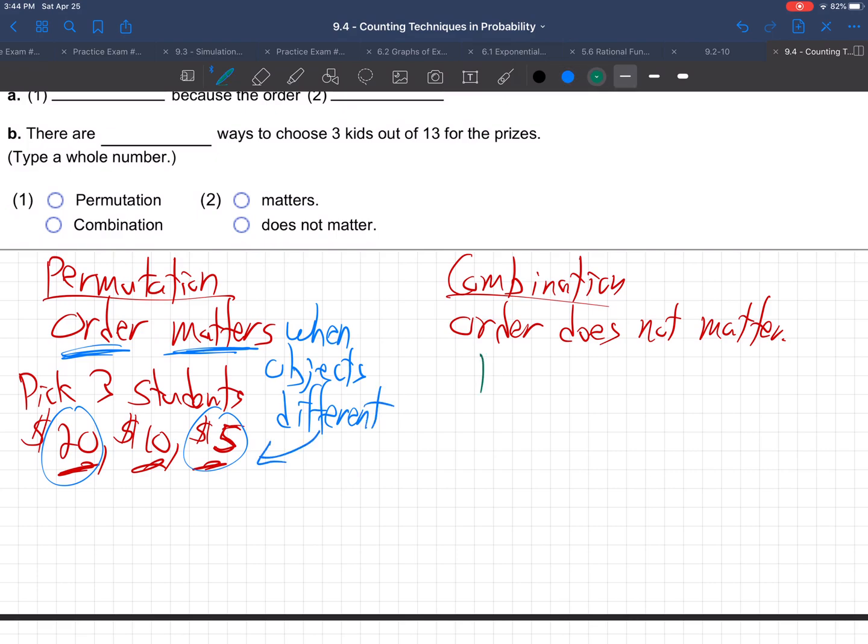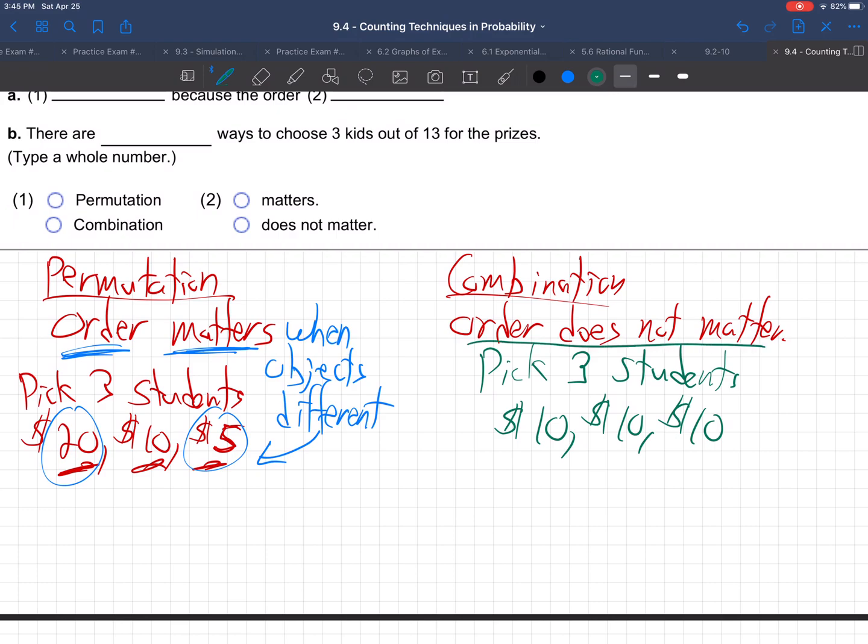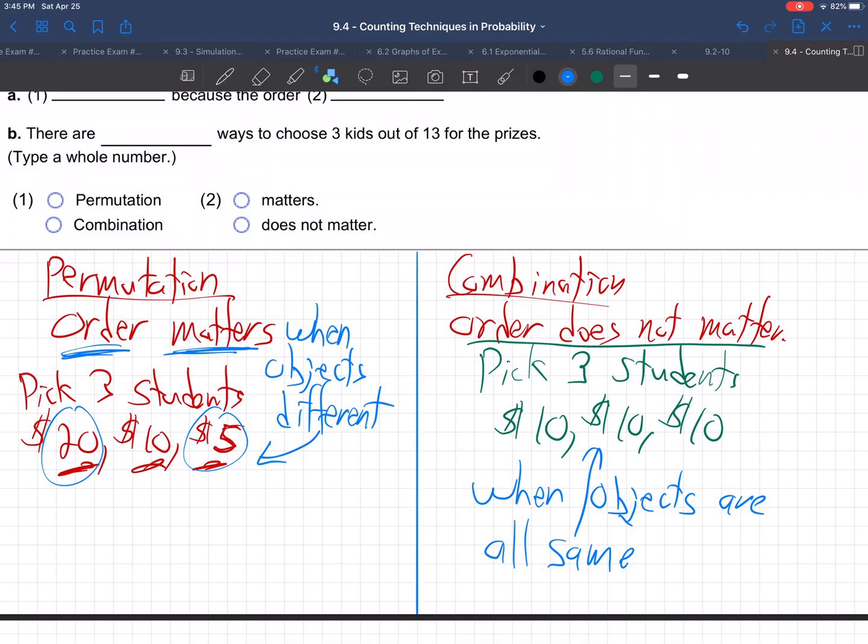Whereas, let's compare. What if I said I'm going to pick 3 students out of my class at random, and they're all going to get $10, $10, $10. And if your name was one of the 3 picked, would you care what order? No, you wouldn't care. Order would not matter. When does order not matter? When the objects are all the same, or the prizes are all the same, then who cares what order? So that's the distinction here between permutations and combinations.